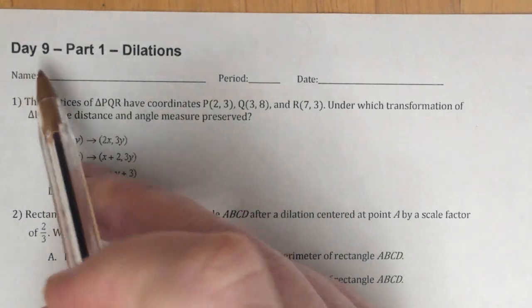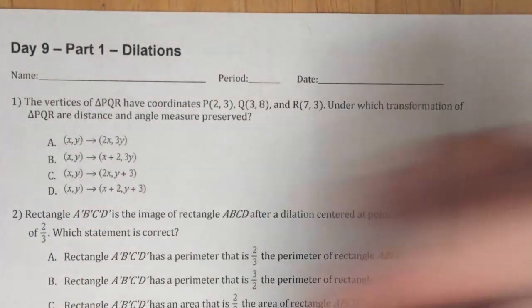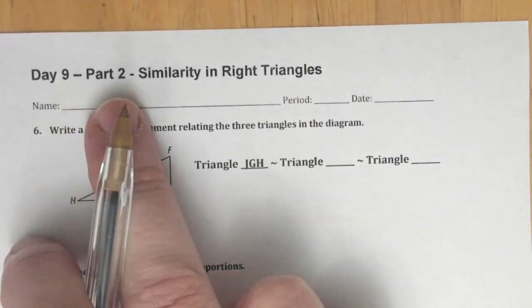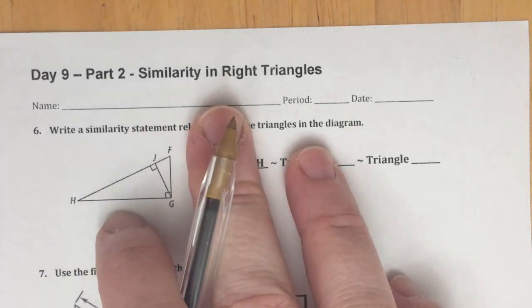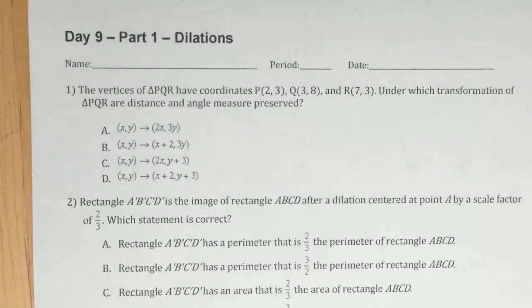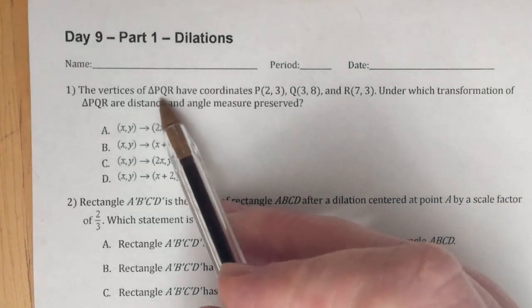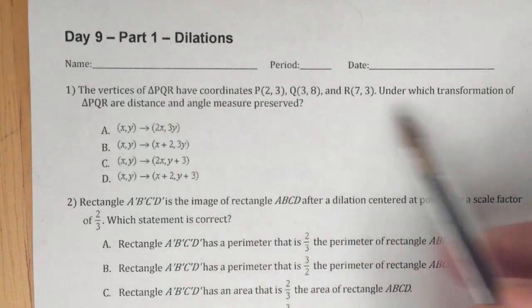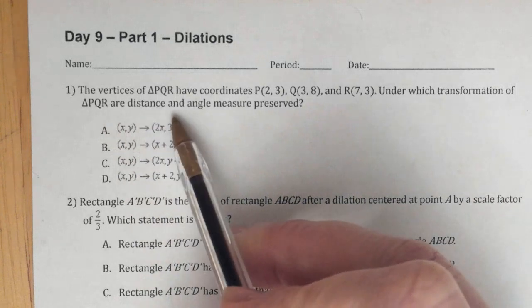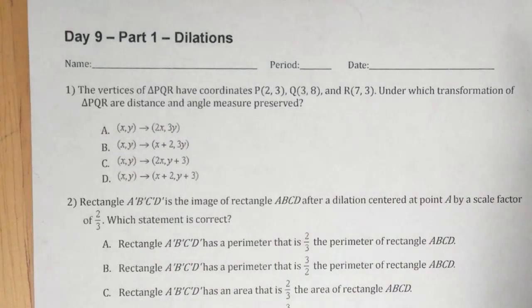We're doing day 9 of the EOC review, and today we're going to be doing dilations, part 1, and later on we'll be doing part 2, which will be on similarity in right triangles. Okay, let's see what's going on. First of all, the vertices of triangle PQR have these coordinates. Under which transformations will the distance and the angle measures be preserved?